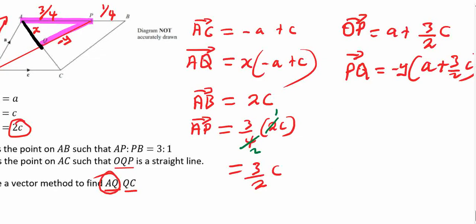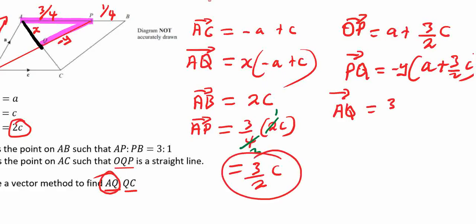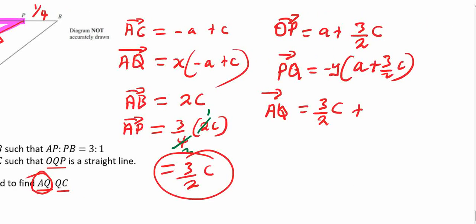So we can now write an expression for AQ. AQ is equal to AP. We already have AP to be this, so this will become 3 over 2C plus PQ. PQ is up there. This is PQ.